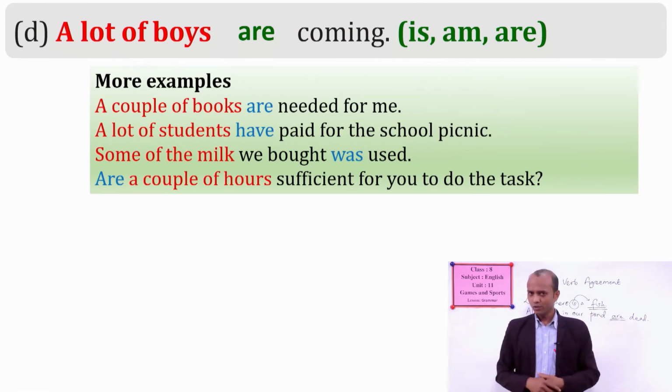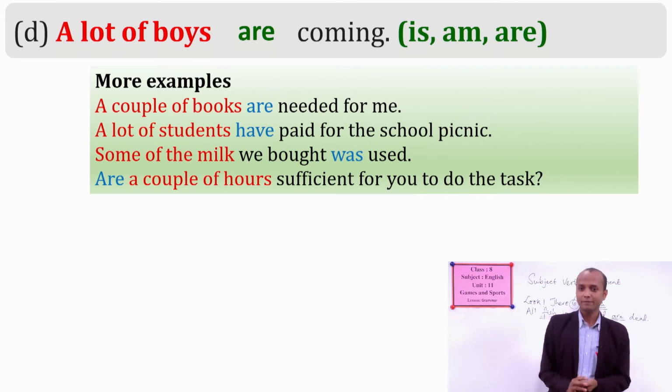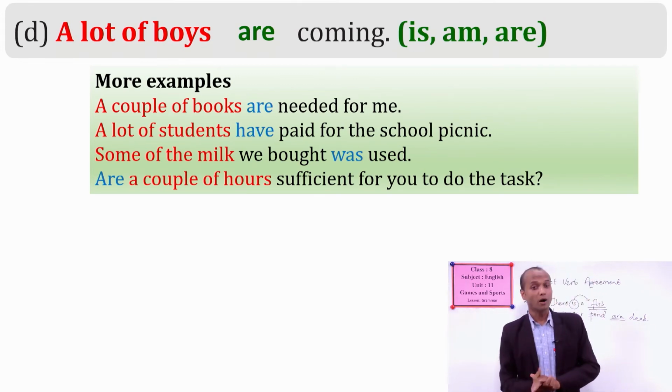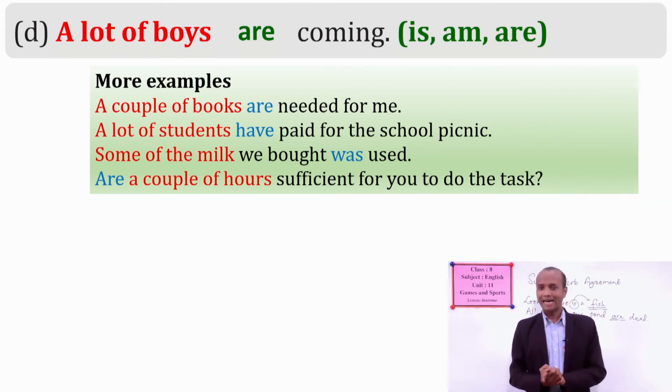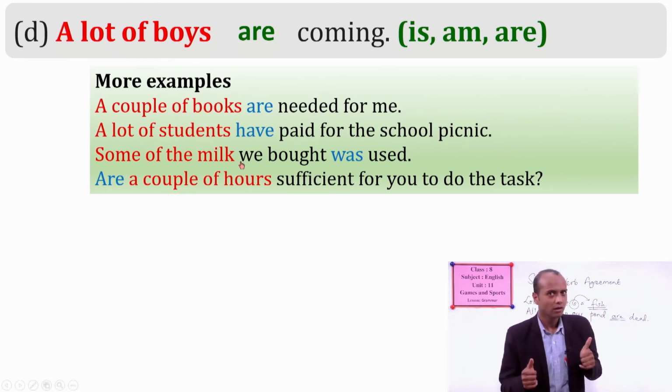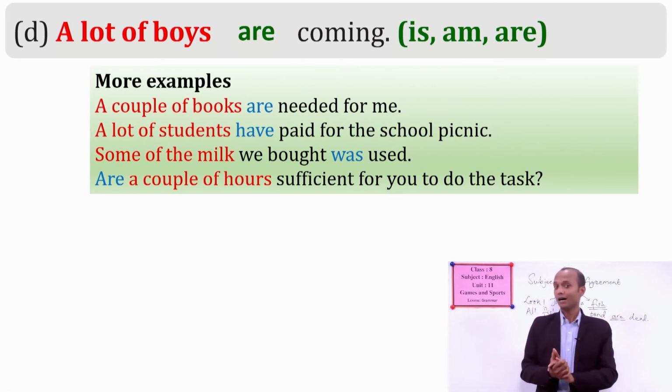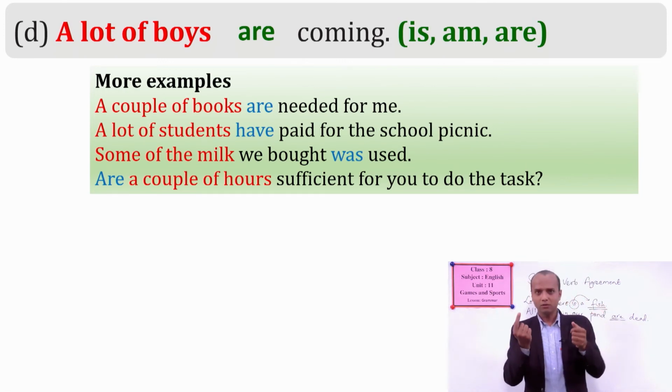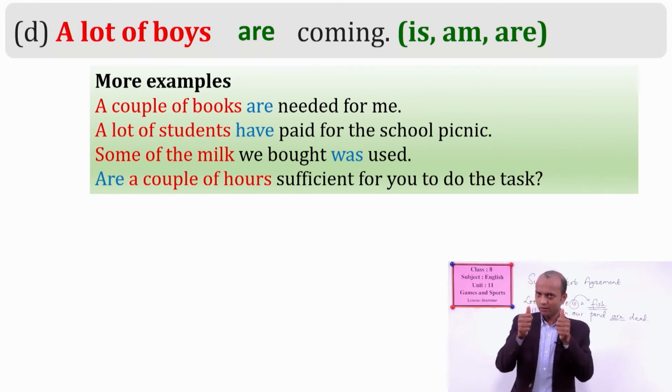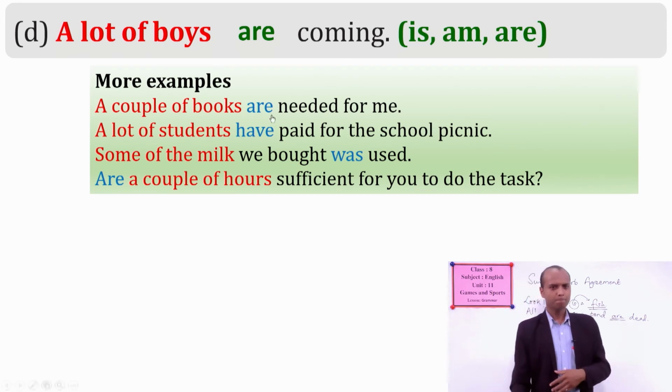You can see here other examples as well. A couple of books are needed for me. A lot of students have paid for the school picnic. Some of the milk we bought was used. Look, milk. Can we count it? No, very good. We cannot count milk. 1 milk, 2 milk, 3. No. But we can count a packet of milk, 2 packets of milk or something like that. 2 liters of milk, yes?